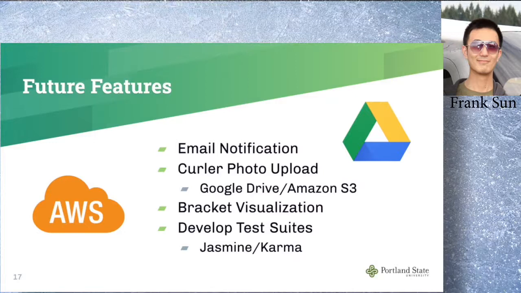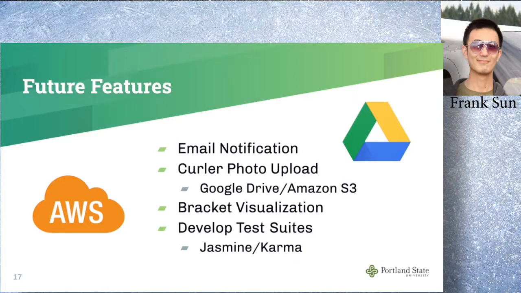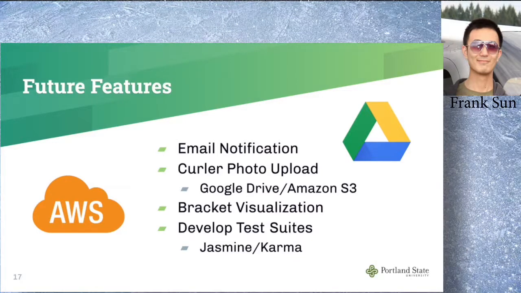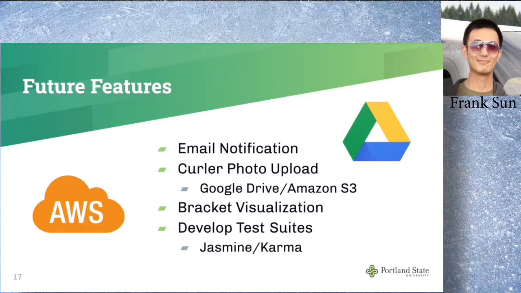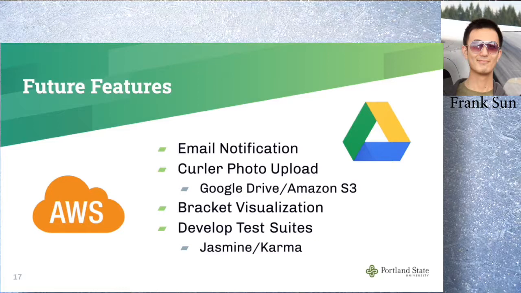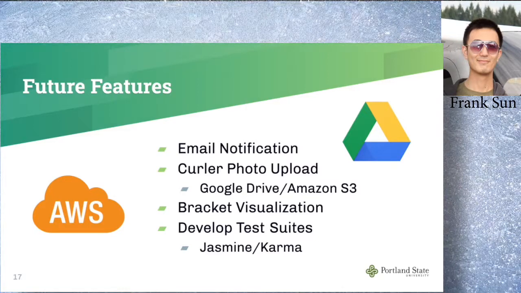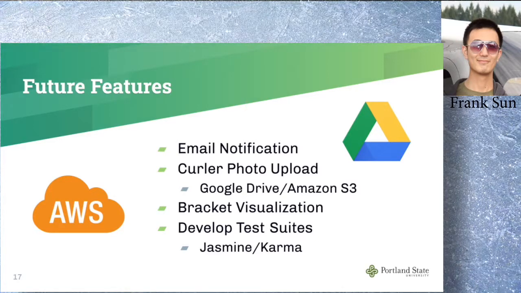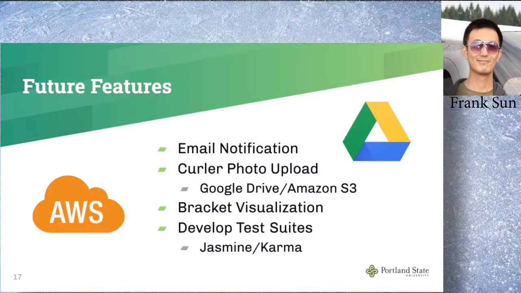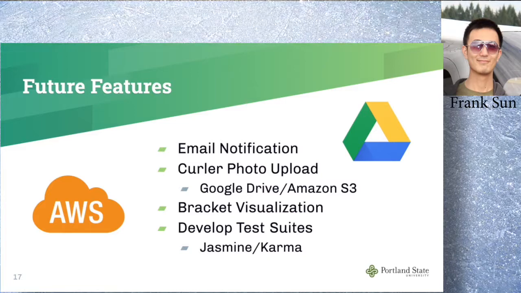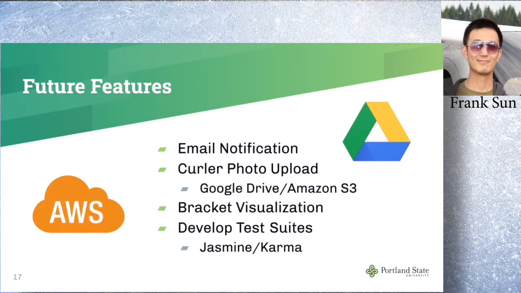We still have some features under development or that we have not had a chance to start. This list is what we'd like to implement in the future: the email notification, a more comprehensive encryption system, support for photos for curlers or organizations, and a test suite for the project. These features are still just in our plan, but for the bracket visualization, we already have a prototype.